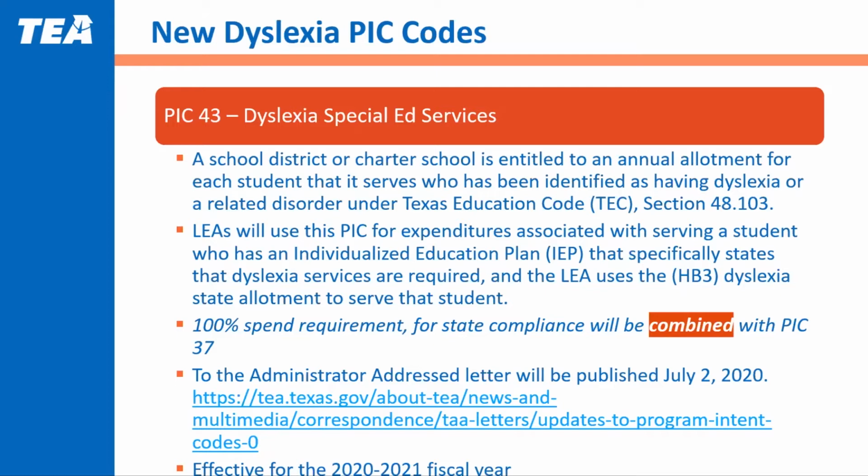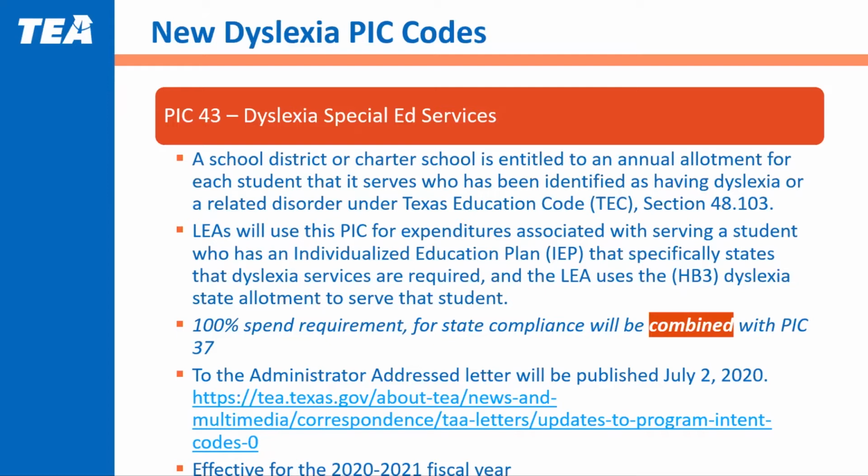And then also if you think about your PIC 33, which is pre-K special ed services, sometimes you can see a pattern with those ending numbers. If we can't group the PICs together, then we try to do some relationship to help you guys whenever you're having to code those expenditures. So we will combine PIC 43 and PIC 37 for the state allotment, knowing that some of those dyslexia services that you're providing are for special education students. And so if that's the case, then you would use those in PIC 43.